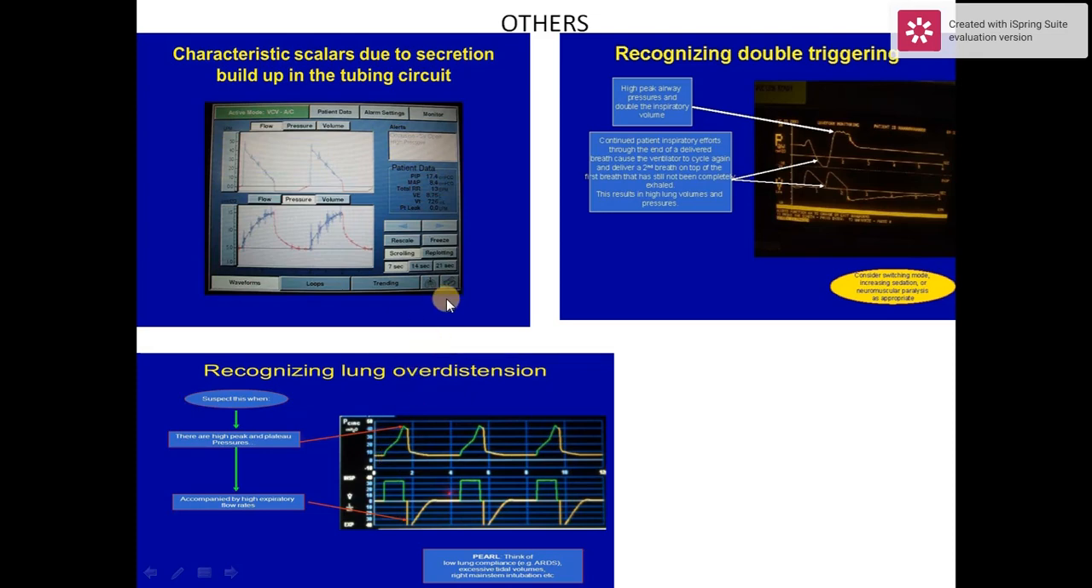So coming to the end, there are three different scalars: flow, pressure, and volume scalar. We have studied first the pictorial representation, and then the graphics on the ventilator, how to recognize it on the ventilator.